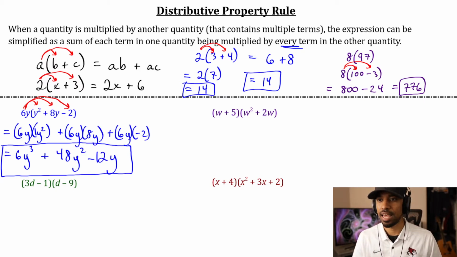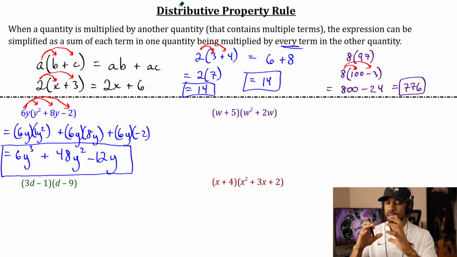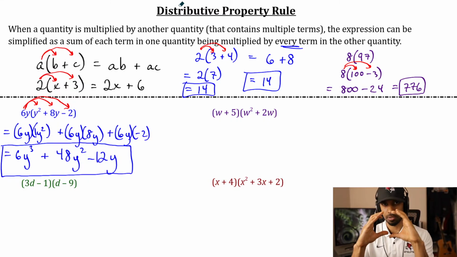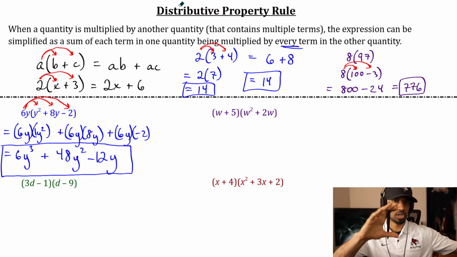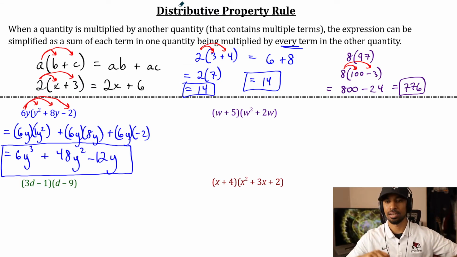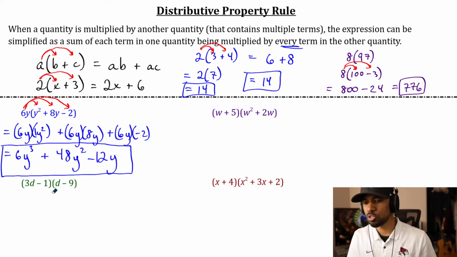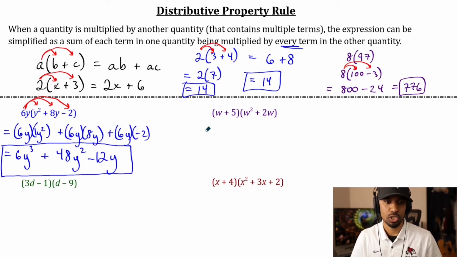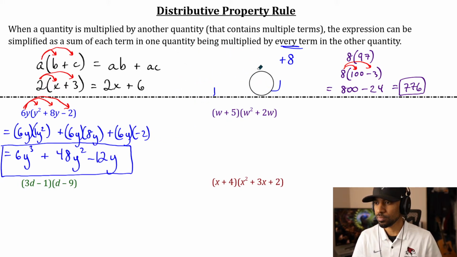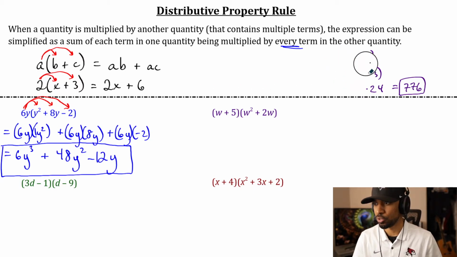All right, so that's it for that kind of problem there, just multiplying a monomial. A monomial is a single term, with multiple terms, a binomial, trinomial, something like that, in the other quantity. Now let's look at multiplying binomials together. 3d minus 1 times d minus 9, these things like this. And I'll show you some stuff on top here before we do it.